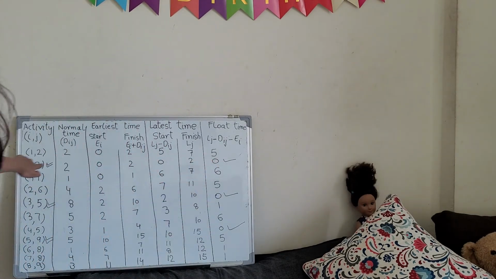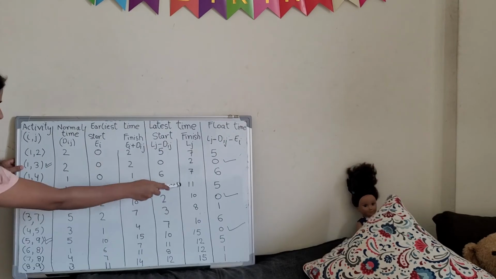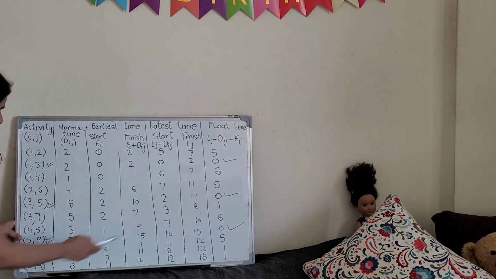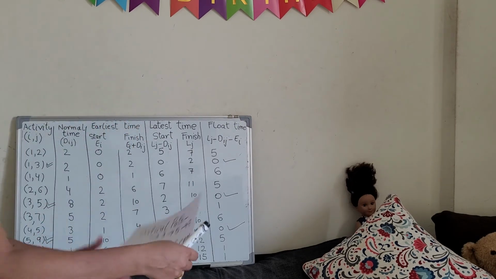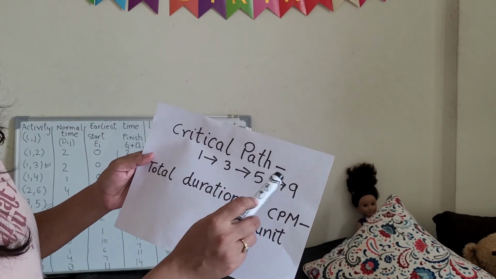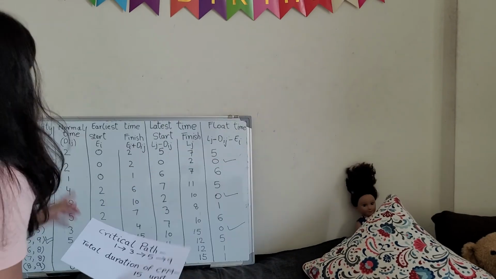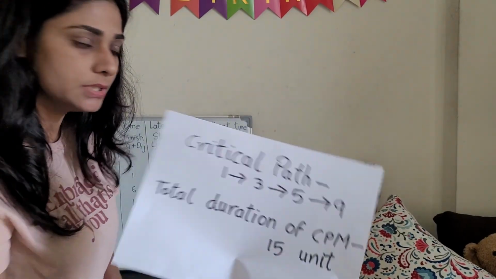Now we will check the activities. 1 to 3. Next, 0 is in front of 3 to 5. Next, 0 is in front of 5 to 9. So we wrote these activities, 1 to 3, 3 to 5, 5 to 9, and we add the duration. So this is the critical path method.